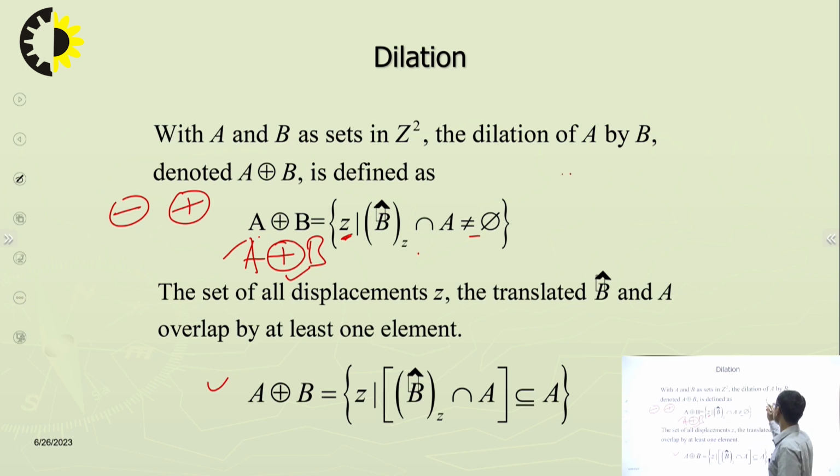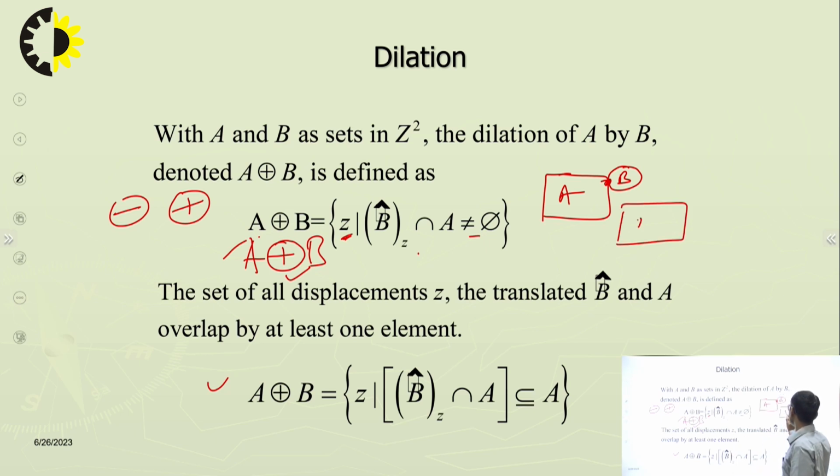So, it is like this if it is A, and if this is B. We can see at this point there is an intersection and it is not phi. But if we consider A and B is something far away, we can see that A and B have no intersection. So what they are saying is we are translating B with its mirror reflected structural element such that it is always intersecting with A, that is, it is not equal to phi.